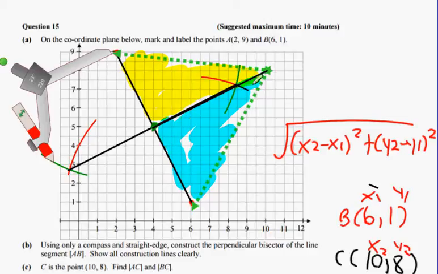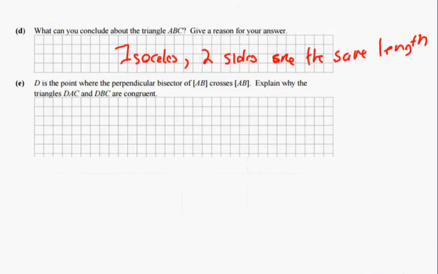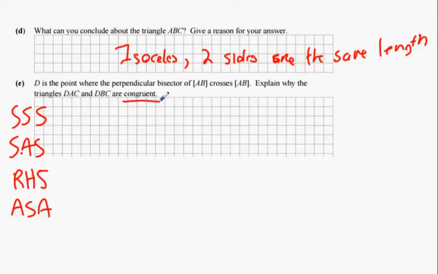Anybody tell me how to prove they're congruent? When you see the word congruent, what letters should you write down to get attempt marks? We're going to write down SSS, SAS, anything else? RHS and ASA. You see that word congruent? You write down those letters and you already have attempt marks.